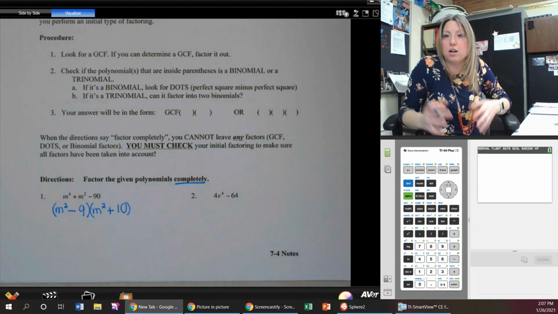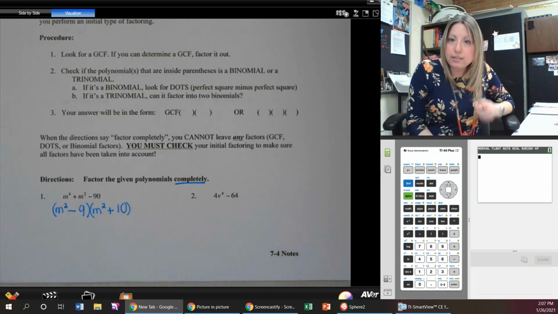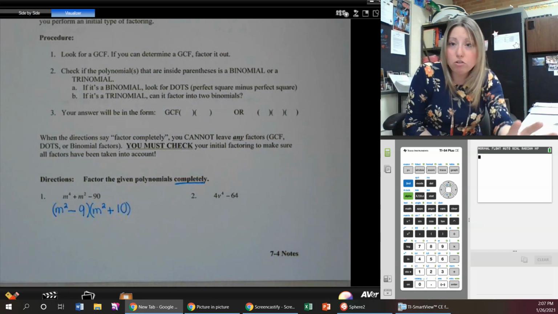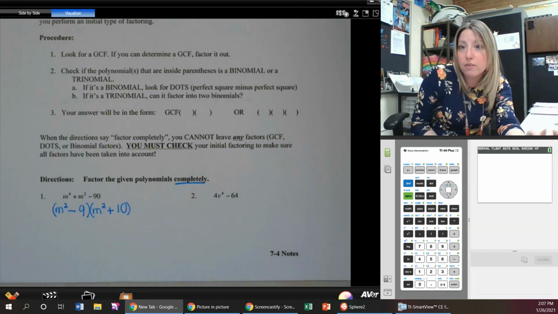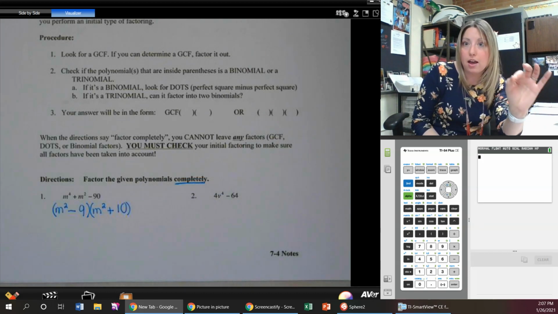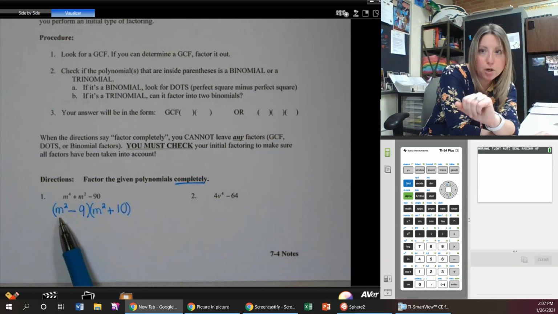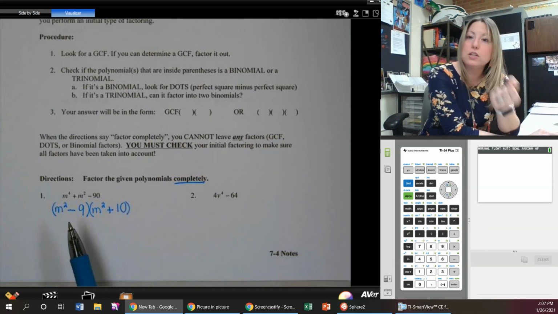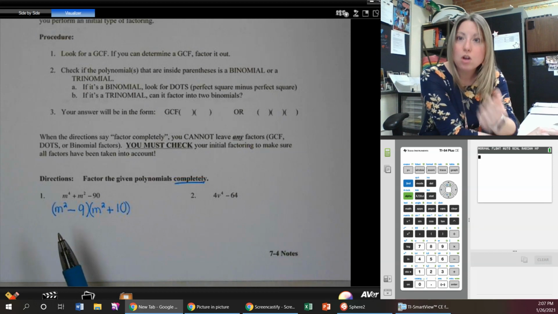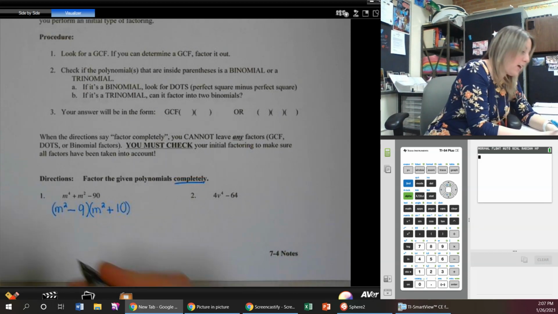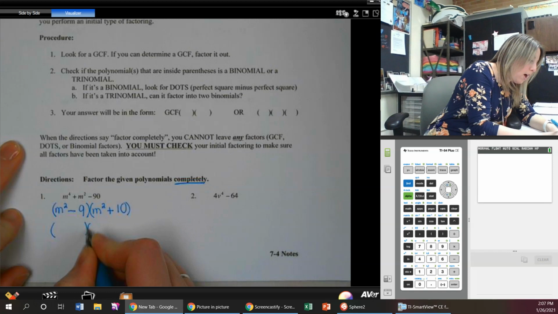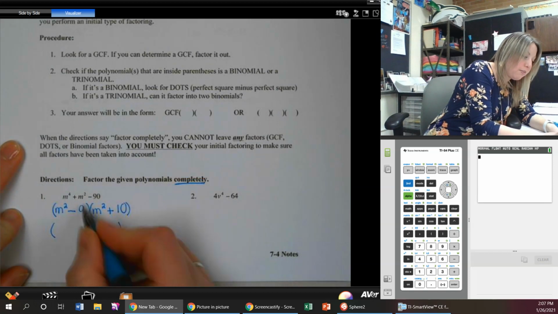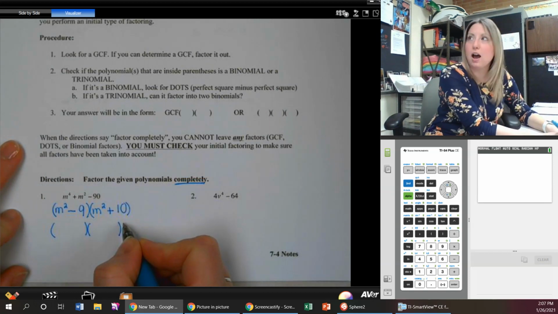Normally, you would think, good, I'm done. But I see something here. The direction said factor completely, so I know I've got more factoring to happen, and I also see a perfect square minus a perfect square. So this is dots now. So now I think, okay, that factors to be 2 empty sets of parentheses, but wait, I've got this guy back here. It's not dots back here.